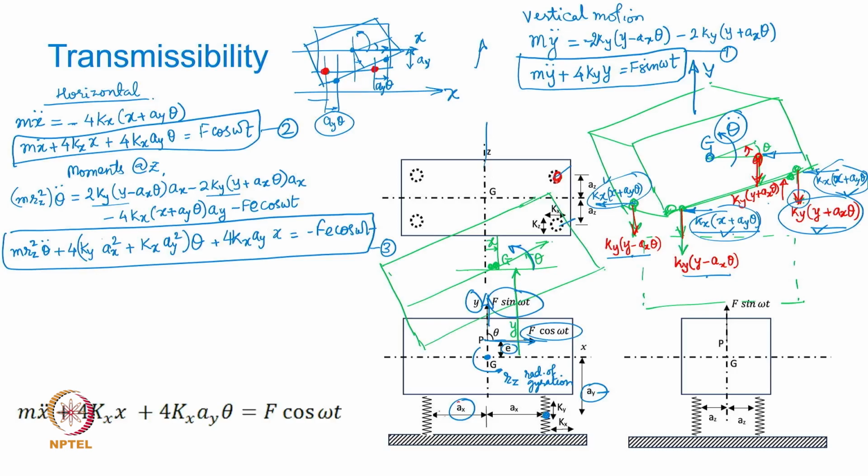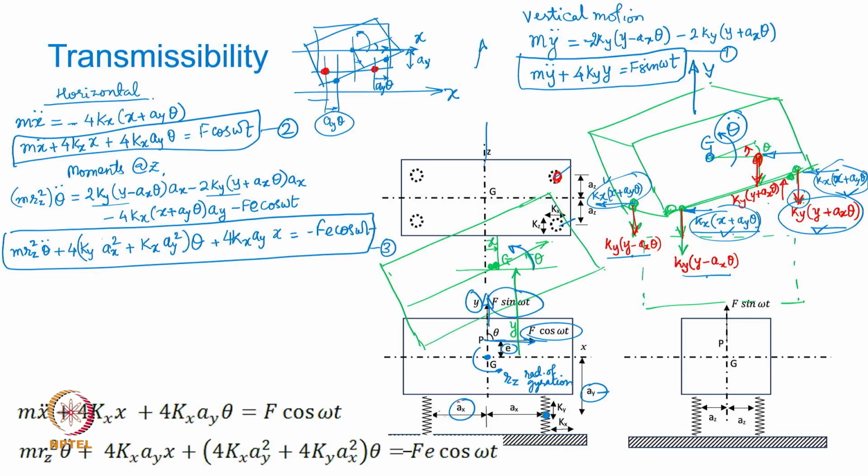Let's see, these are the two equations. Of course, the third one is not written. What do you see from the three equations? If you really look at the first equation carefully, equation number 1, will you call that a bounce motion? Yes, it is moving along y, and that is pure bounce motion.